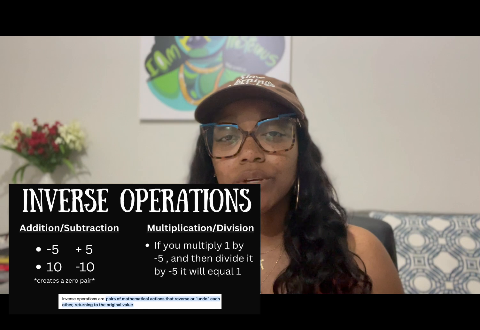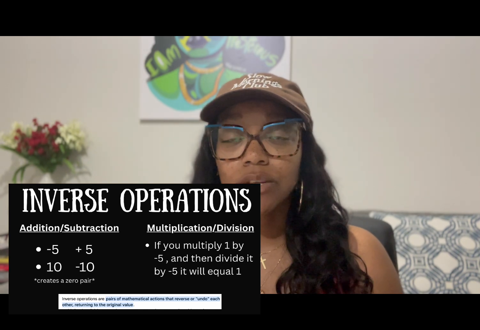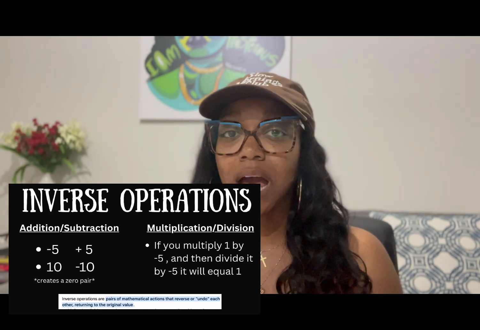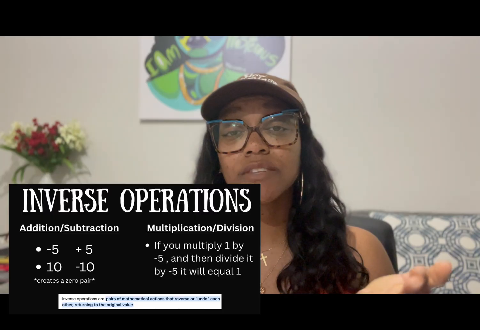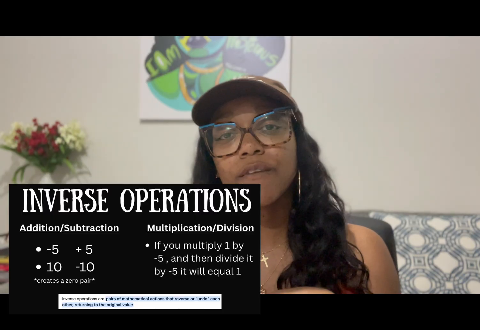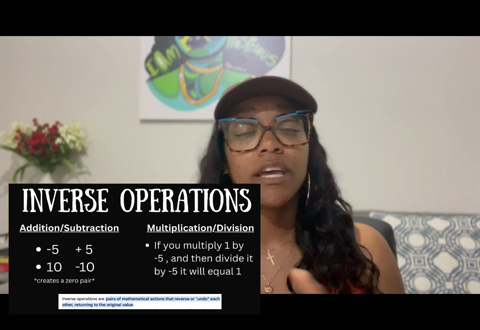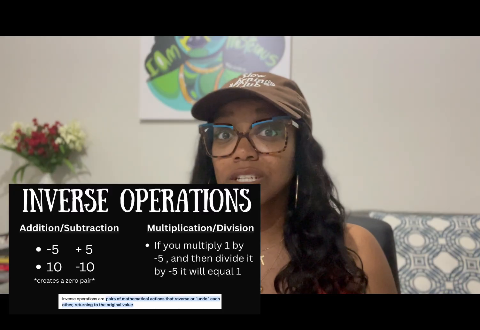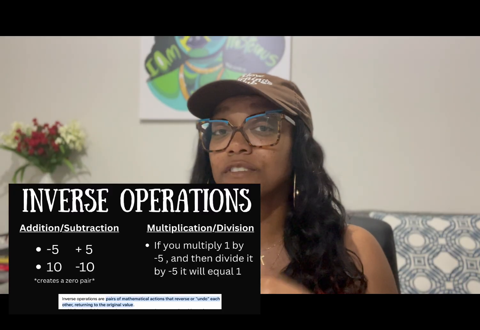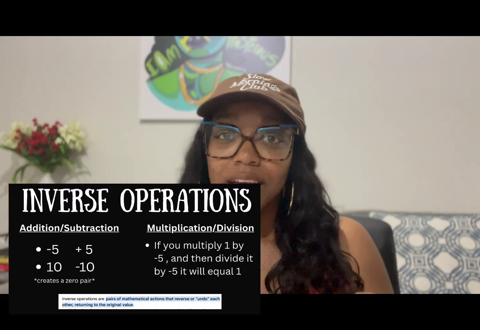So the students will need to know what an inverse operation is. Inverse operations just mean the opposite of. So if I'm adding, the inverse of adding would be subtracting, or the inverse of subtracting would be adding. The inverse of multiplication will be division. So the inverse of division will be what? Multiplication. Exactly. So they would need to know this to help them solve the equations and the inequalities.